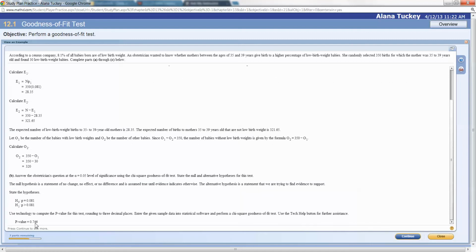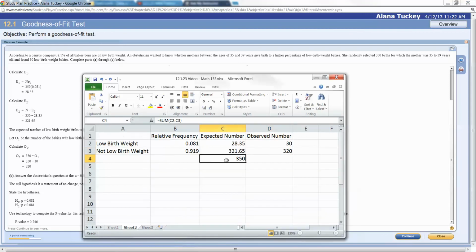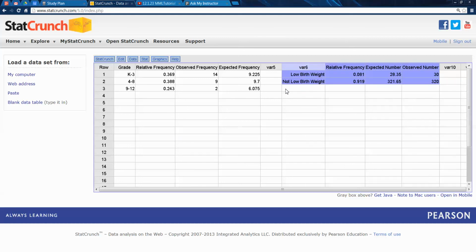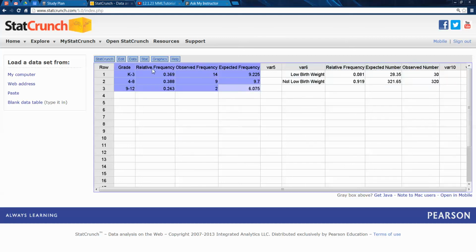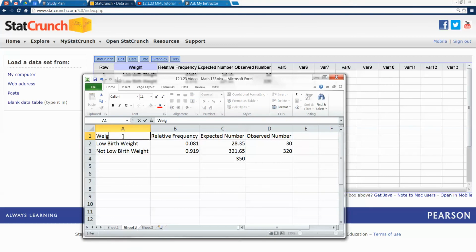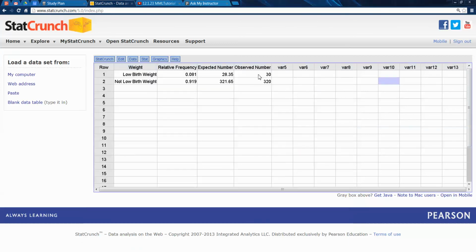Now, this p-value they come up with, let me show you how to do it. I'm going to take my data, observed and all that stuff, and paste it into StatCrunch. Let me grab StatCrunch. I have in here an old problem. Actually, hold on. Let me clear all this out. I didn't want you to get confused. So we have our low birth weight, and not low birth weight. I just called it weight. Okie dokie.